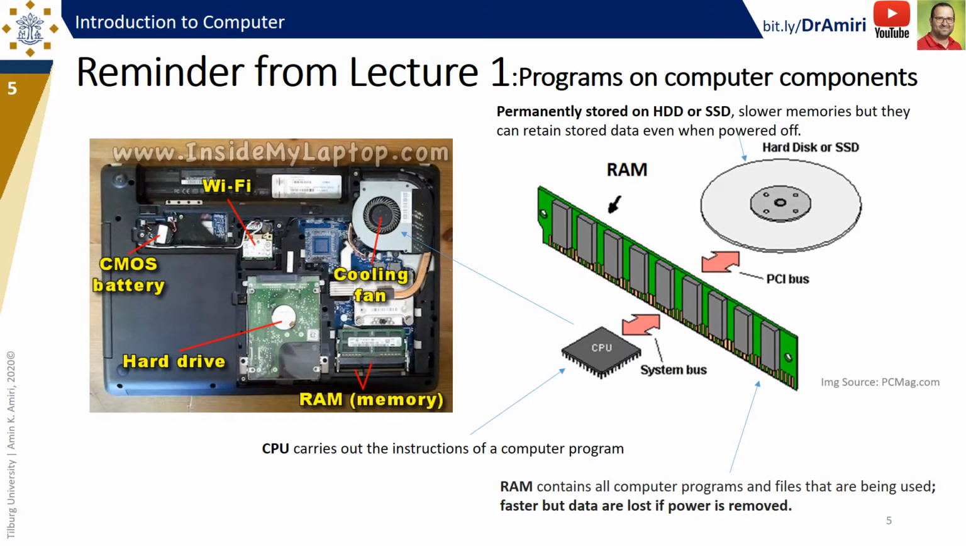We learned in lecture 1 that programs and files are stored on hard disk or solid state disk, and when you double click on them or tap on a program on your smartphone, they are moved to the RAM, and then the CPU takes the instructions from the RAM and executes them.